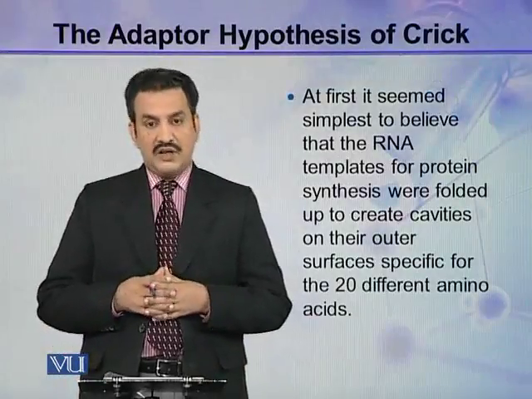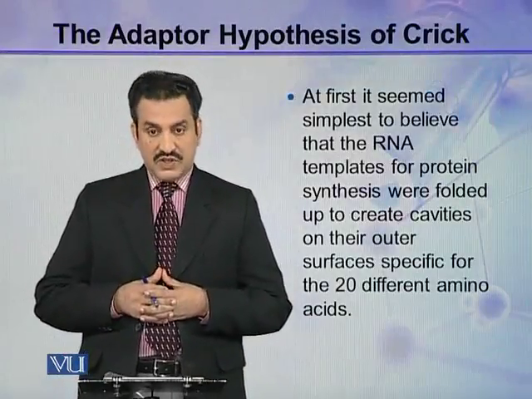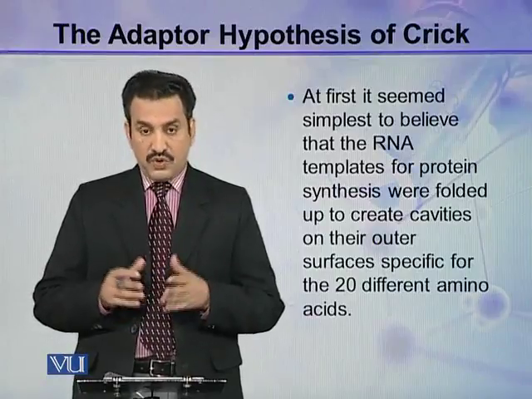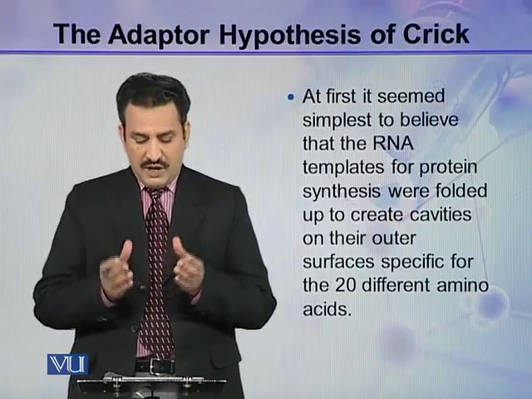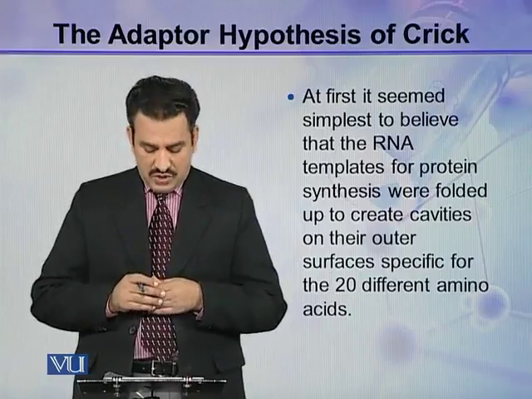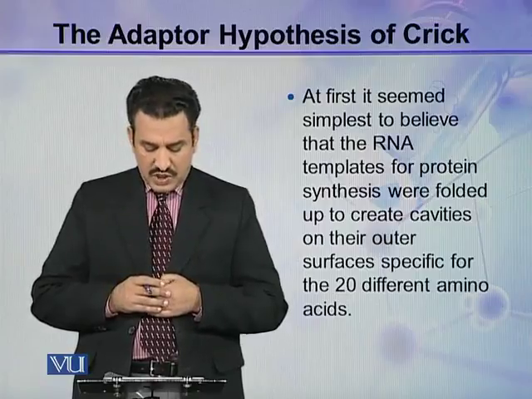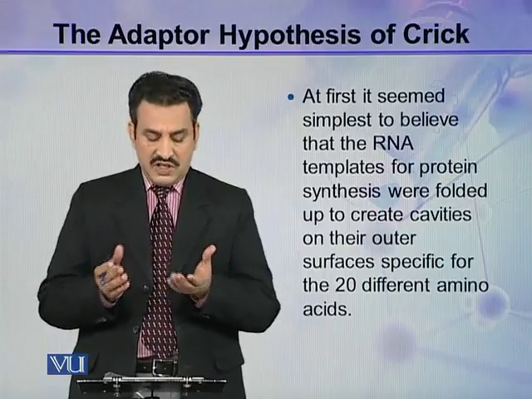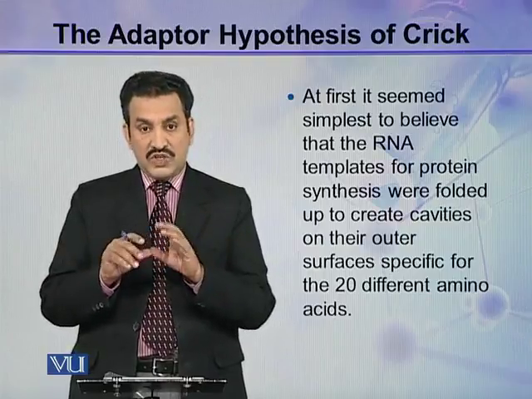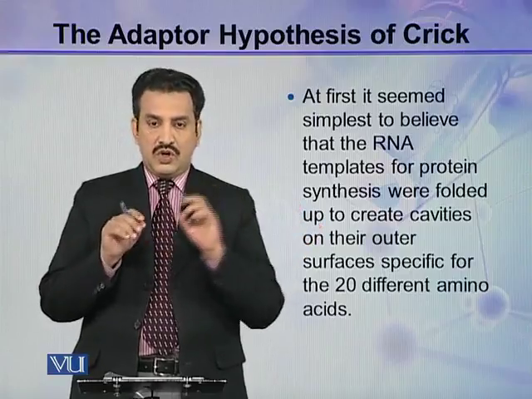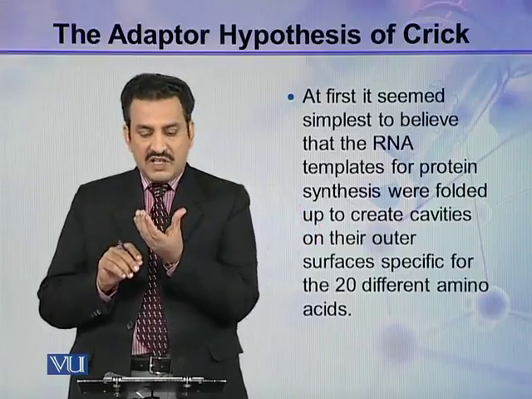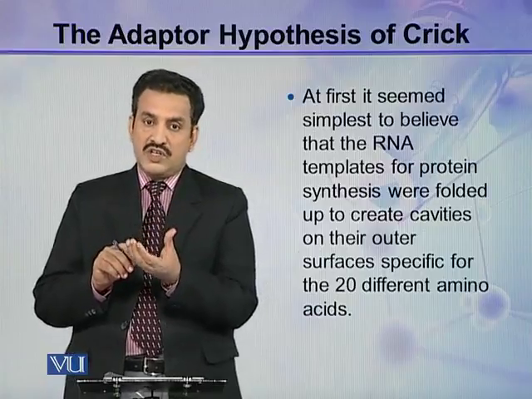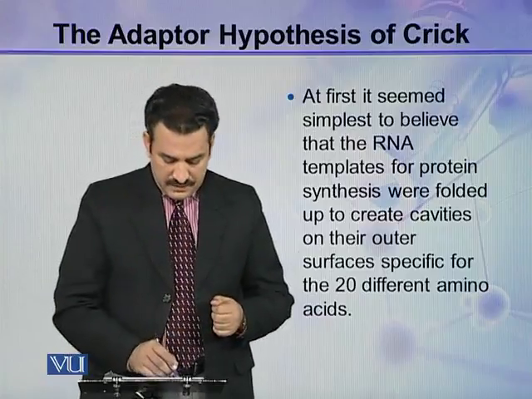So while explaining the central dogma, at first it seemed simplest to believe that RNA templates for protein synthesis were folded up to create cavities on their outer surfaces, which are specific for 20 different amino acids. So it was speculated that on this RNA molecule, which has been synthesized from DNA, there are some cavities present, and there are 20 different types of cavities for 20 different types of amino acids.